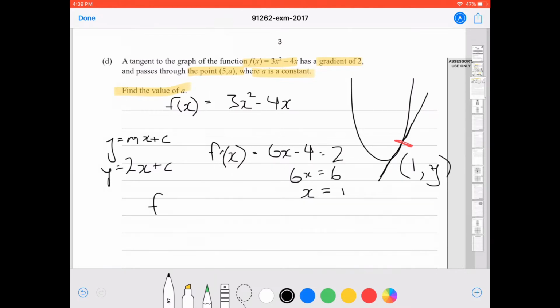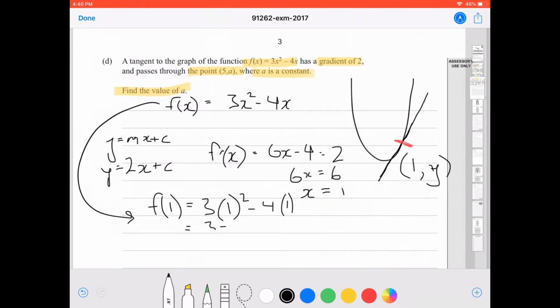So we can just go f of 1 here. F of 1 equals, when we bring this around, 3 times 1 squared minus 4 times 1. This is finding the y coordinate, right? So you've got 3 minus 4. That equals -1. So just highlighting this in blue. Now we can substitute that in for y, okay? So the coordinates here is (1, -1).